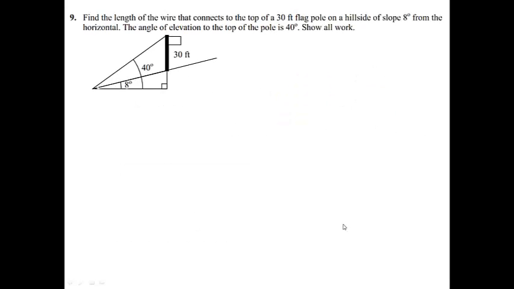Number 9. All right. This is to see if you can conceptually break apart some angles when given something kind of complicated here. Find the length of the wire at the bottom connected up to the top of the flagpole. Okay, and the flagpole is the darker part here because this is a hill. This slanted line is the hill, and the flagpole's on the hill.